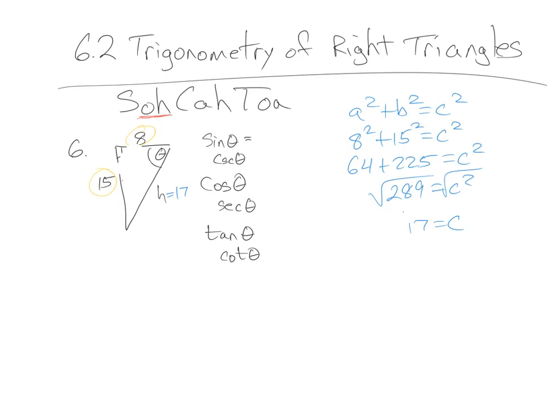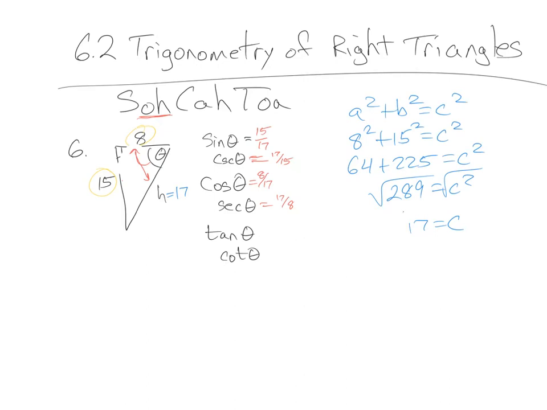All right, now we can do the sine. So the sine of theta, again, is going to be the opposite leg over the hypotenuse. So that will be 15 over 17. All right, so what's cosecant then? Yeah, the opposite, 17 over 15. Cosine of theta. Cosine is the adjacent leg, the attached leg over the hypotenuse. So 8 over 17. And then the secant is 17 over 8.